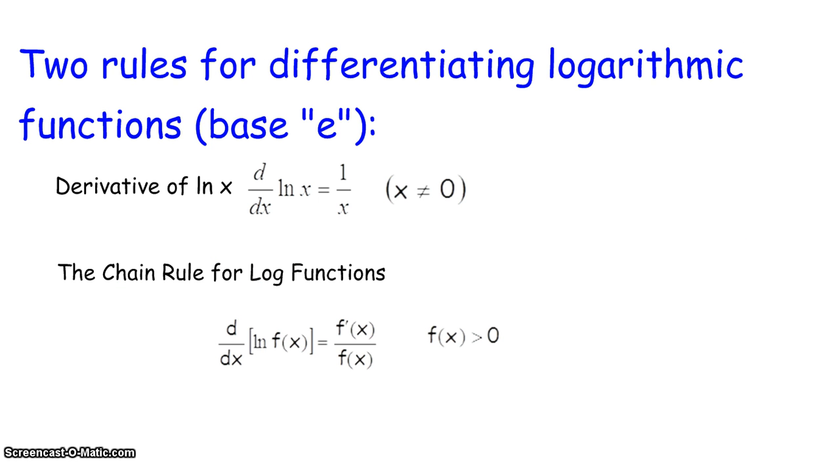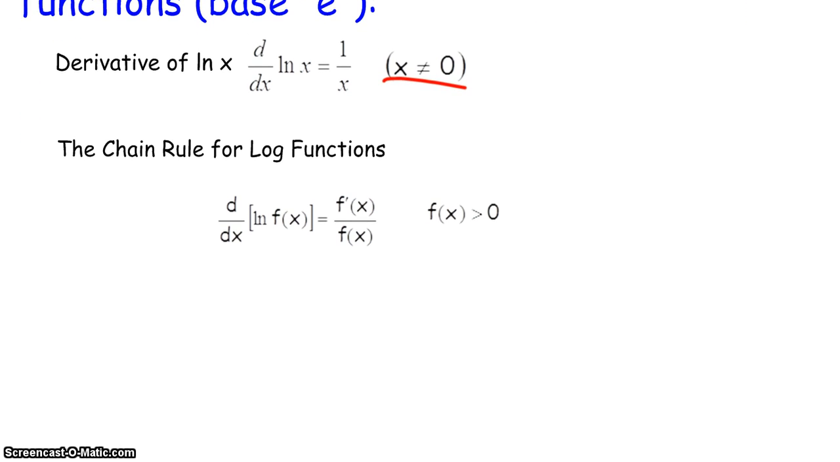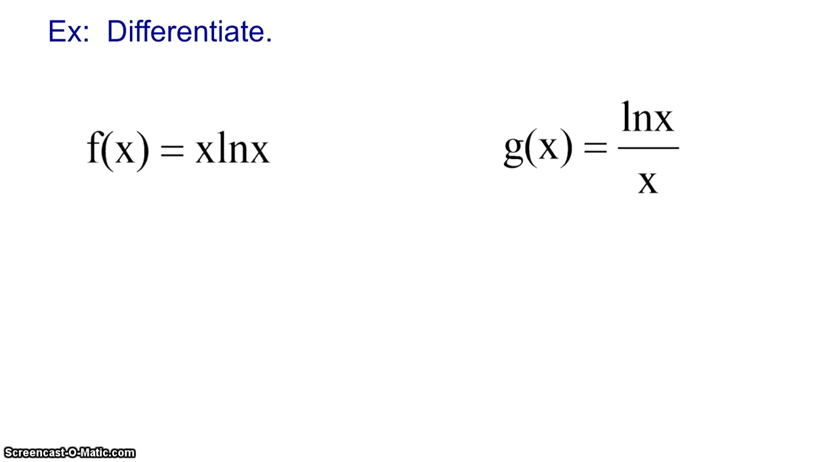The derivative of the natural log of x is 1 over x, assuming x cannot be 0, not only because we can't have a denominator of 0, but also because we can't take the log or the natural log of 0. For the chain rule, the derivative of the natural log of f of x, so some function with respect to x, or you could say the natural log of u, would be f prime of x over f of x. Again, the denominator cannot be 0. So let's look at some examples.